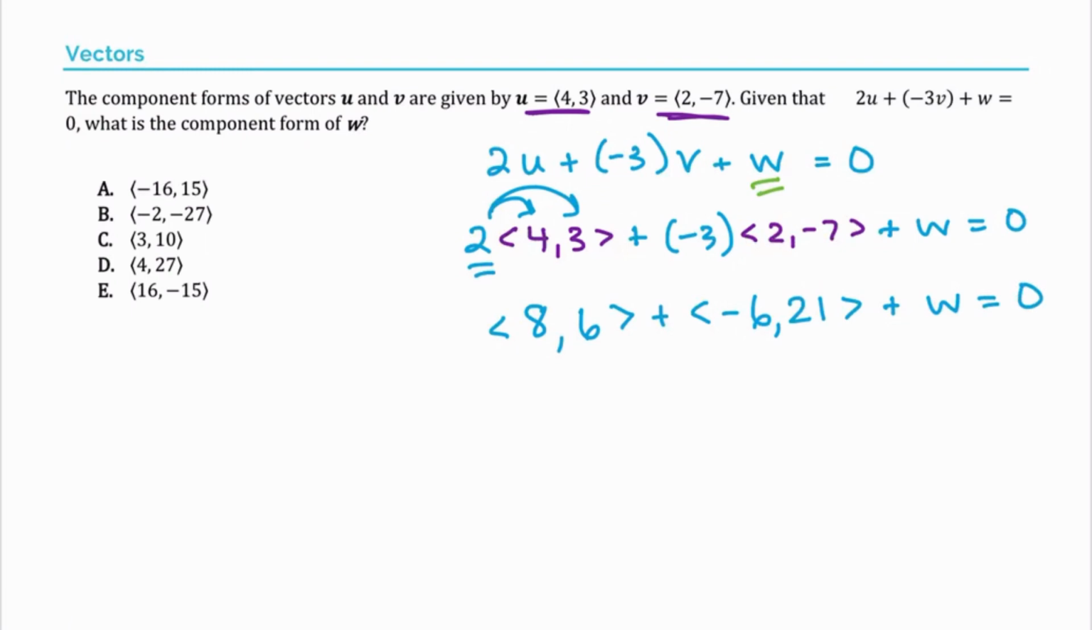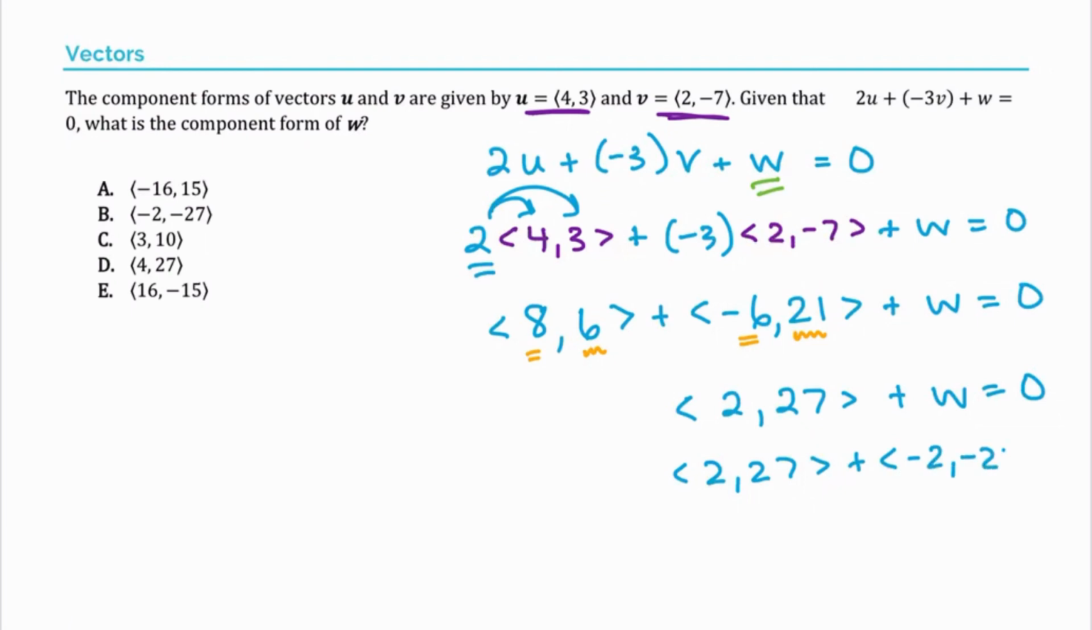Well, now I can just add those other pieces together. So I can do 8 plus negative 6, and then I can do 6 plus 21. So when I add them together, I get 8 plus negative 6 is 2, 6 plus 21 is 27, plus vector w equals 0. Well, now I can figure out what vector w is, right? Because if I'm adding across and I get 0, well, if I start with 2, 27, then I'd have to add negative 2 and negative 27 to be able to get 0. So that means that vector w is negative 2, negative 27, so the correct answer is B.